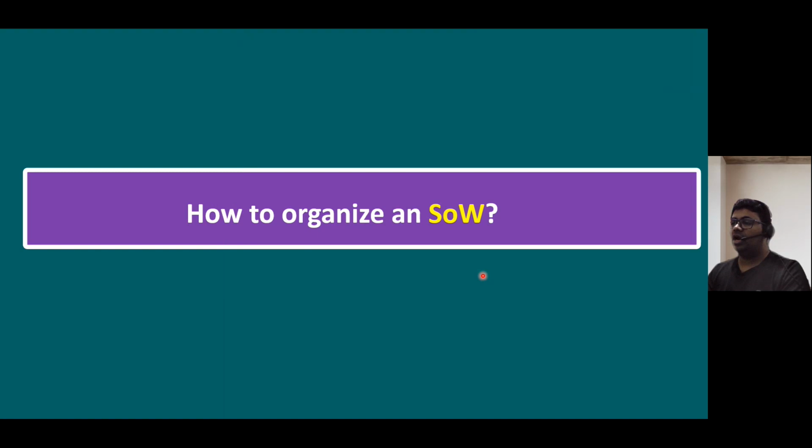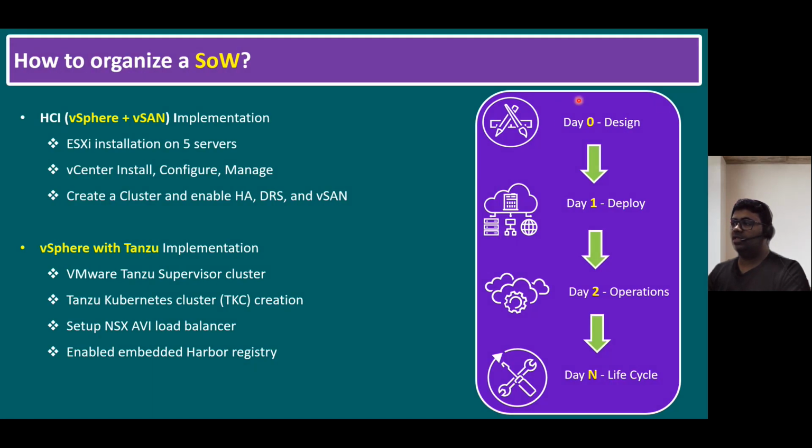Finally, how to organize a statement of work. This is the actual statement of work or scope of work we have to provide. As we know, the main thing is design. Day zero, we can do the design, which we already prepared, the Tanzu solution architecture design. Then deploy, which is only the deployment portion: HCI vSphere with vSAN implementation. First we have to do ESXi installation on 5 servers, then vCenter installation, and configure the cluster, and we can start managing our vCenter server.